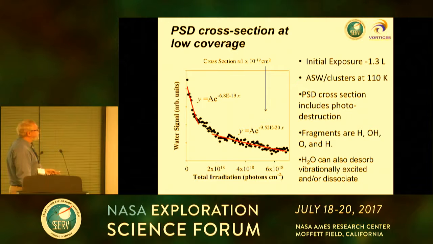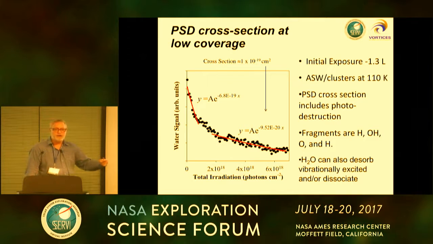Now, there's an interesting thing that happens, and there's a subtlety here. The cross-section depends on the coverage. And when I say PSD cross-section, I said photodesorption cross-section, but that's a lie. It's not just photodesorption. It's photodesorption and photodestruction. And we're just interrogating the molecules. The way you do this is you also look very carefully at the number density that are there and the number density that leave. And some of them are leaving as fragments, hydrogen, OH, and atomic oxygen.